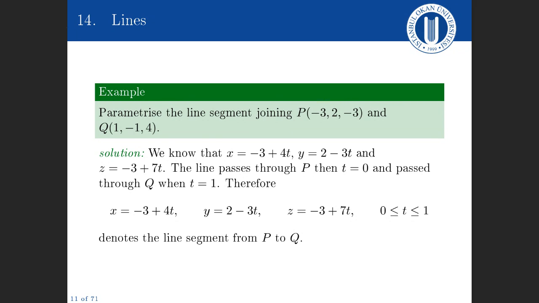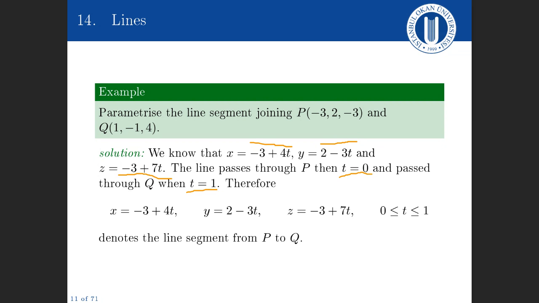So we already know the x, y, z equations. What we need to know is what values of t we are going to allow. Now note that if t is equal to 0, then we get the point P. We get minus 3 plus 0, 2 minus 0, and minus 3 plus 0. So we're at P. And note that if we let t equal 1, then we have minus 3 plus 4, or 1, 2 minus 3, that's minus 1, and minus 3 plus 7, that's 4. If we let t equal 1, then we get to the point Q.